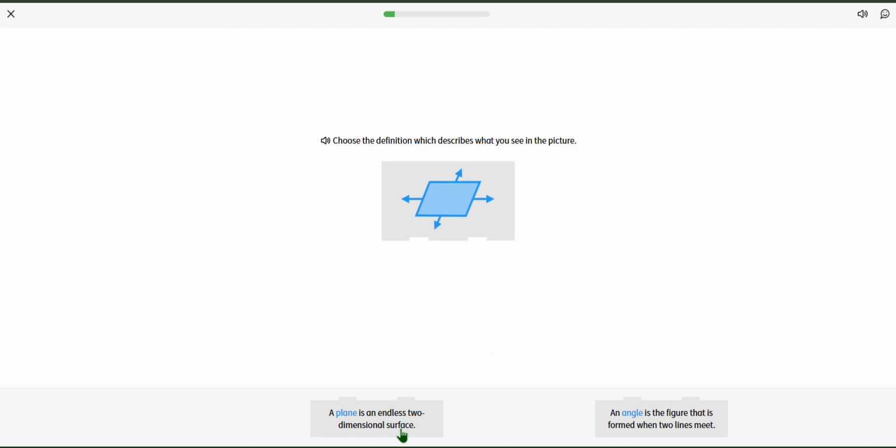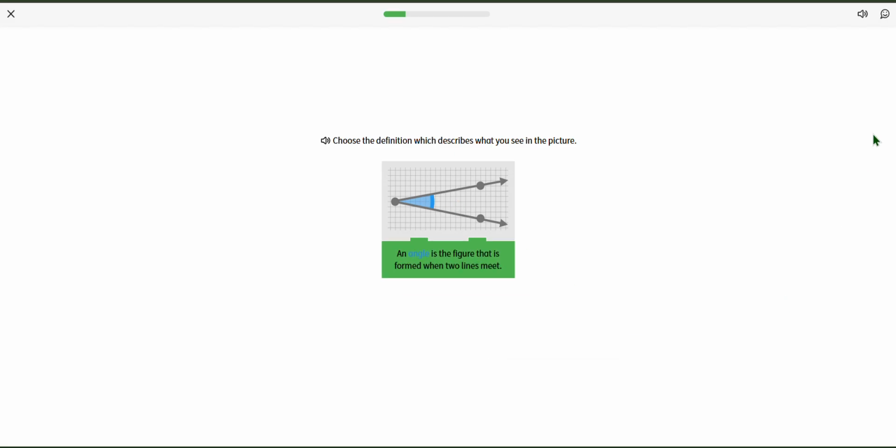This is a plane, an endless two-dimensional surface. It is flat, that makes it 2D. A plane is an endless two-dimensional surface. And this is an angle. We see the angle is created with two lines that intersect, and we look at the space in between them. An angle is the figure that is formed when two lines meet.